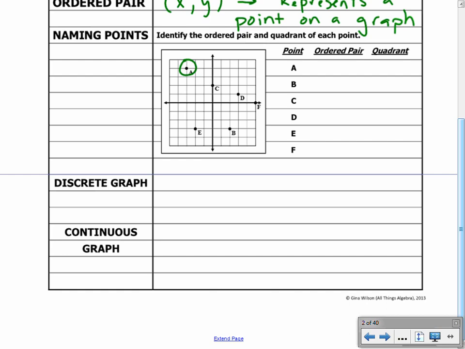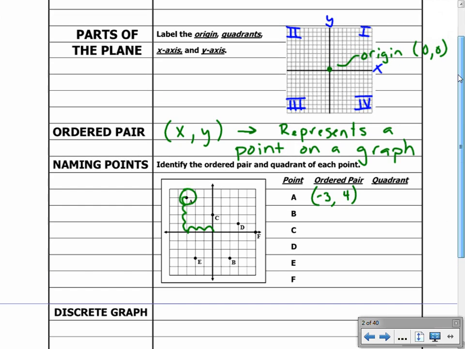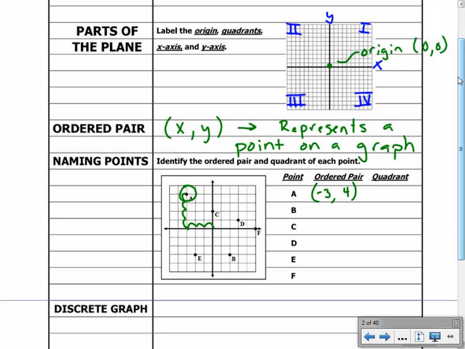So if I start at the origin, I have to go left 3, so that means my x value of my ordered pair is going to be negative 3, and then I have to go up 1, 2, 3, 4. So the y value is a positive 4. So moving left makes it a negative x value, going up makes it a positive y value. And if we look back up to what we had up top here, we can see that point A is inside of quadrant 2.